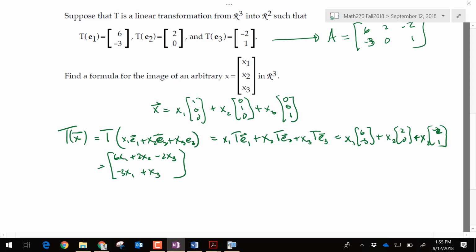Okay, and I think that's all they're asking for. If you look at this transformation and you look at this matrix, you'll see similarities and see how it fits together.